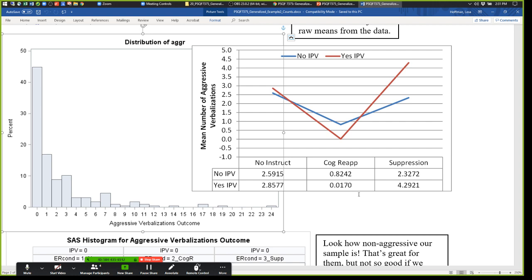I have 45% of the cases that have the same number. What mathematical transformation is going to take that one number and somehow split it apart? There isn't one. These people are all the same. I don't know how to split them.